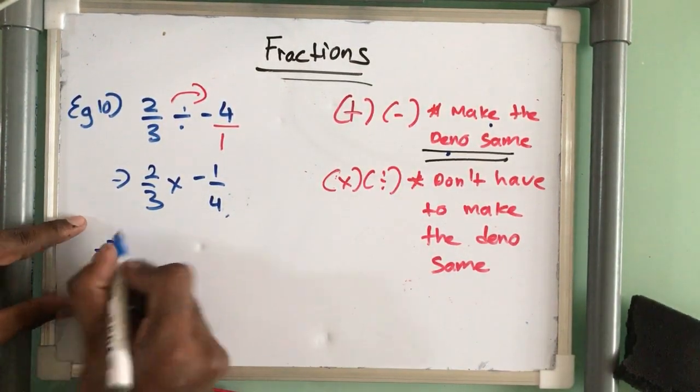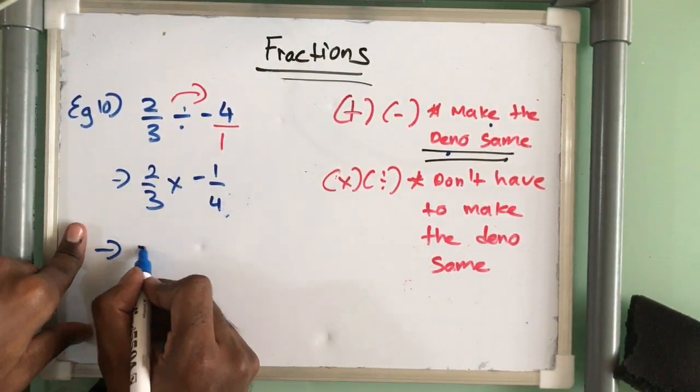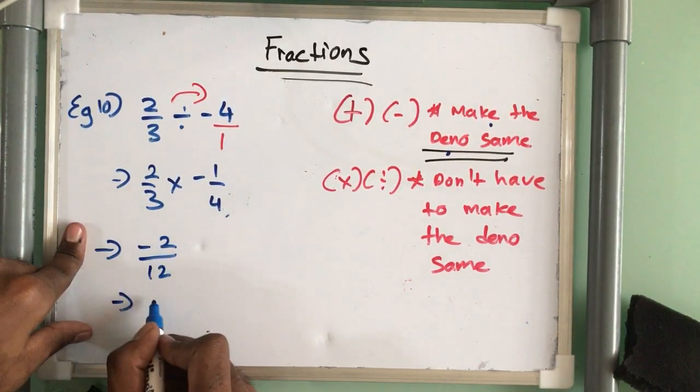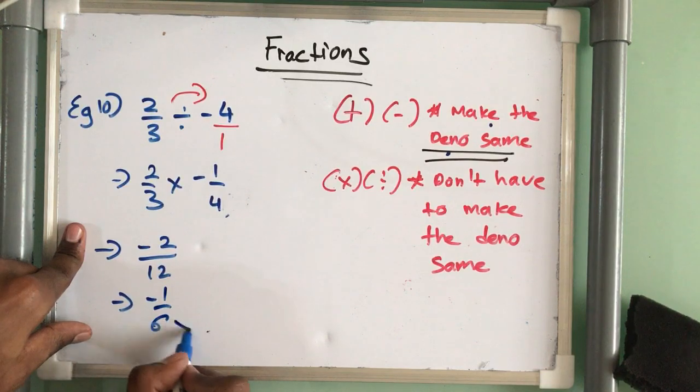Now we proceed with our calculation. 2 times negative 1 is negative 2. 3 times 4 is 12. Therefore, you simplify this, and you get negative 1 over 6.